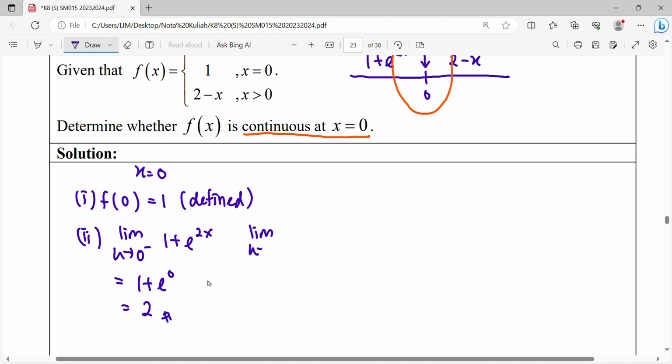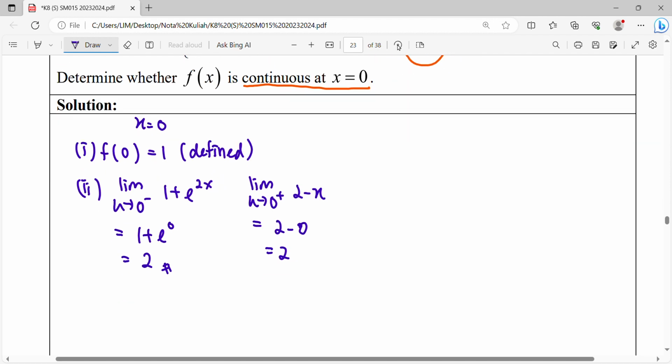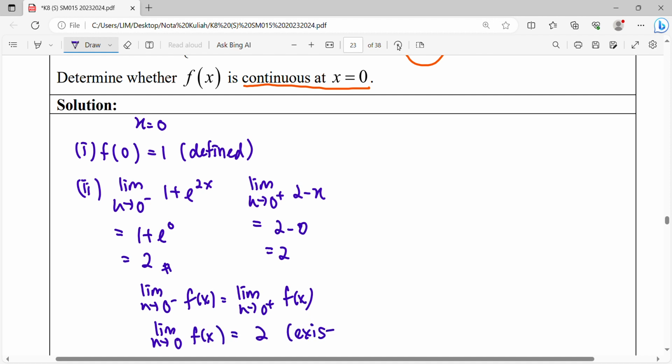Meanwhile, for the right hand side, when x approaches 0 from the right hand side, the function is 2 minus x. When we substitute 0, it equals 2. Therefore, for condition number 2, since the limit from the left hand side equals the limit from the right hand side, the limit as x approaches 0 of the function equals 2, so this limit exists.